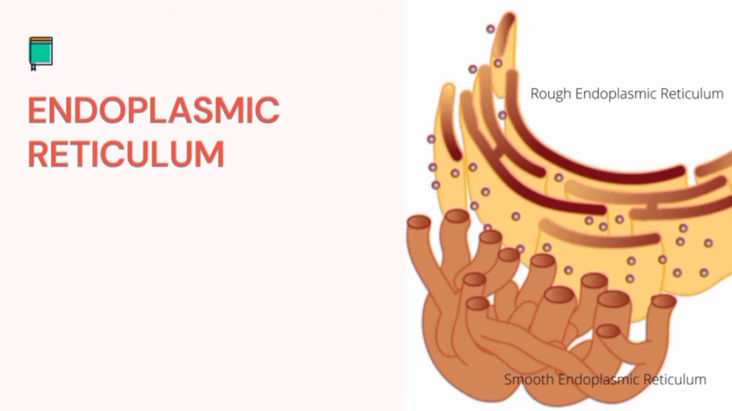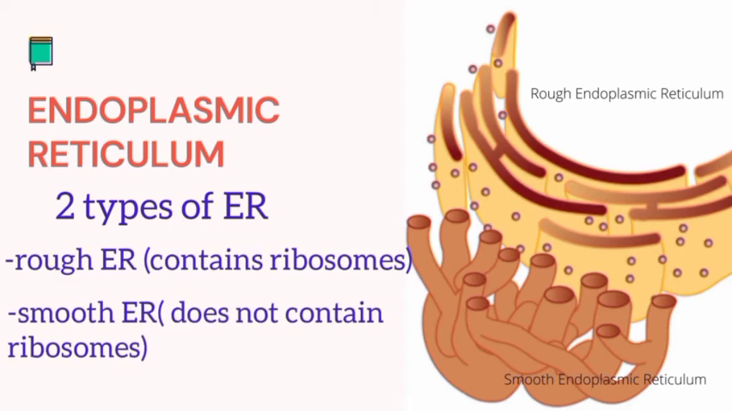Now, let's talk about the ER, or endoplasmic reticulum. There are two types of ER, the rough ER and the smooth ER. The difference between the two is that the rough ER contains ribosomes, while the smooth ER does not contain any ribosomes. Rough ER is involved in protein production. It is called rough because it is studded with ribosomes. However, the smooth ER does produce lipids, cholesterol, and hormones. It also assists in detoxification, which means breaking down toxins.